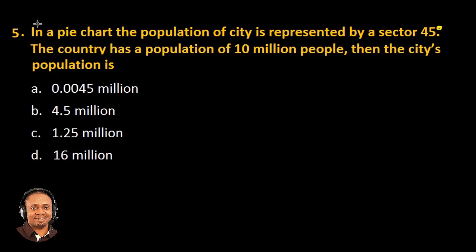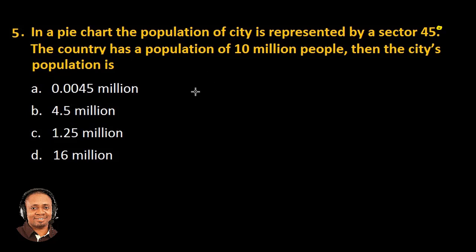I am Oluwa Kemi and this is question 5, Economics WAEC exam 2018. The question goes thus. In a pie chart, the population of a city is represented by a sector of 45 degrees. The country has a population of 10 million people. Then the city's population is what?